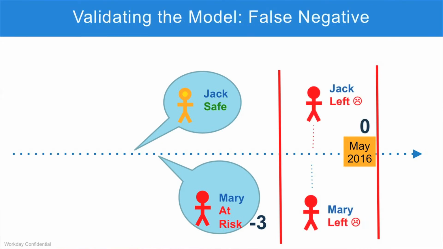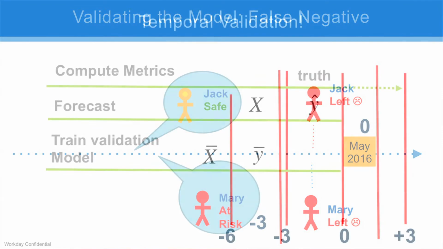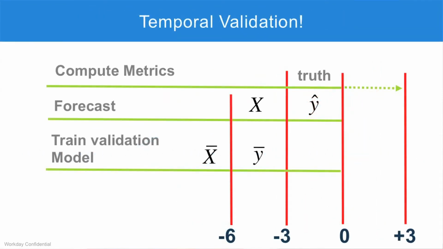And here we have an important point. Based on what we knew 3 months back, we had no reason to believe Jack was at risk. But stuff happens, and that's why predicting the future is harder, like Yogi Berra said.